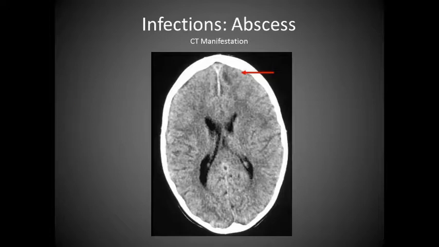So here we have an abscess, and it's this area here. Notice how it's hypodense. But also notice, if I erase what I've drawn around it, that there is a ring here that is hyperdense. So we do see that we have a hyperdense ring.